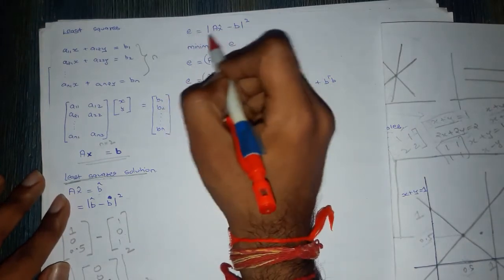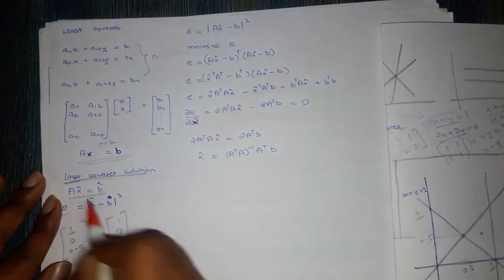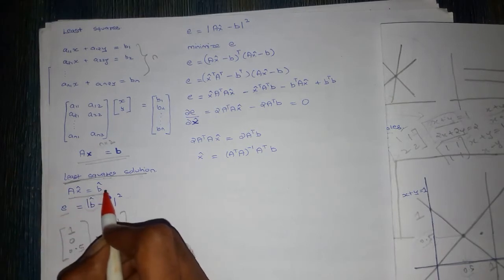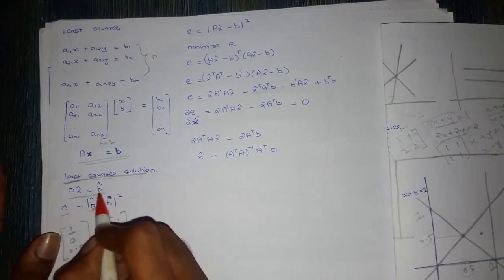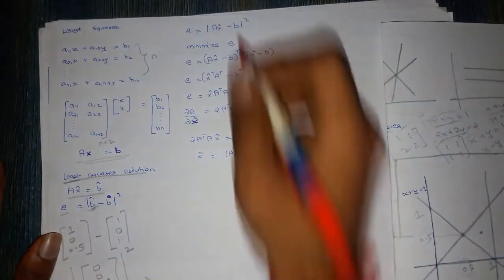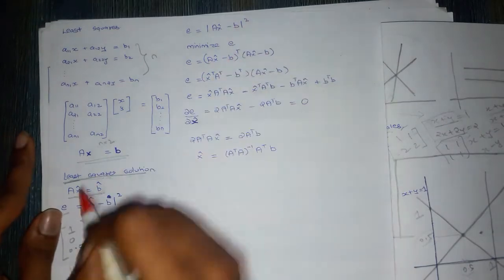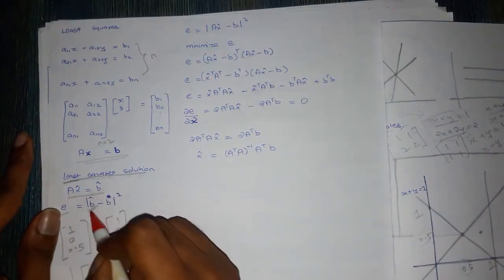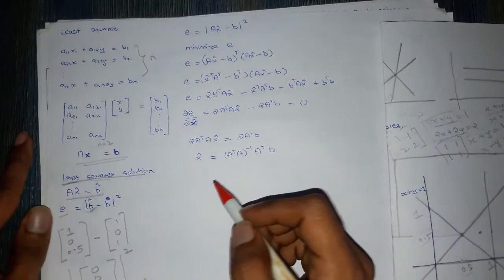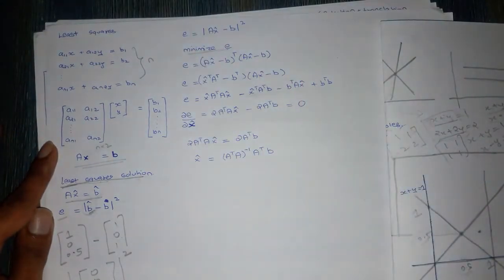So I have this error over here. What I did is basically here I had this equation a x cap is equal to b cap. So I'm just substituting this b cap as a x cap. That's all I'm doing. So now I have a x cap minus b, the whole square. I'm just substituting this value over here, and this is what I'm getting. So now I want to minimize e. I want a minimum value of e.